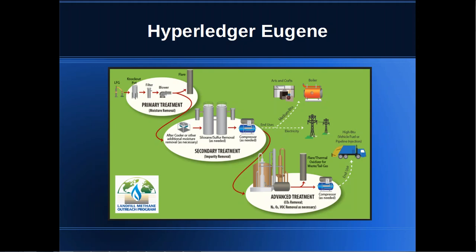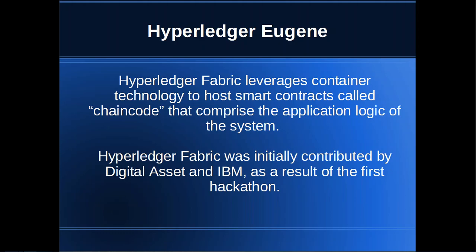So this is a little bit more about HyperLedger Fabric. HyperLedger Fabric leverages container technology to host smart contracts called chain code that comprise the application logic of the system. That's important, as I mentioned before. Ethereum ushered in the era of creating applications to run on distributed ledgers, and Fabric is just building on that. And as it says here, it was initially contributed by Digital Asset and IBM as a result of the first hackathon. Somebody mentioned that on the evening, in actual fact.